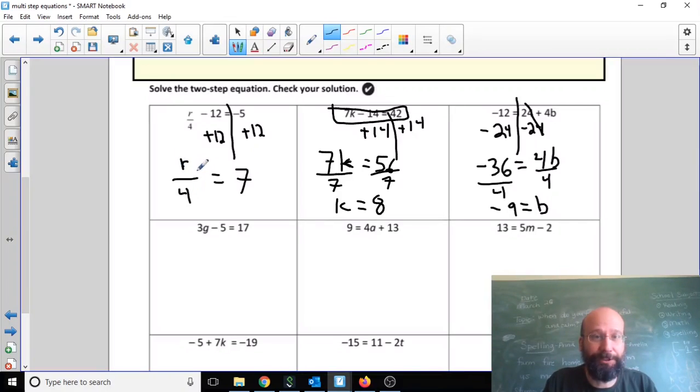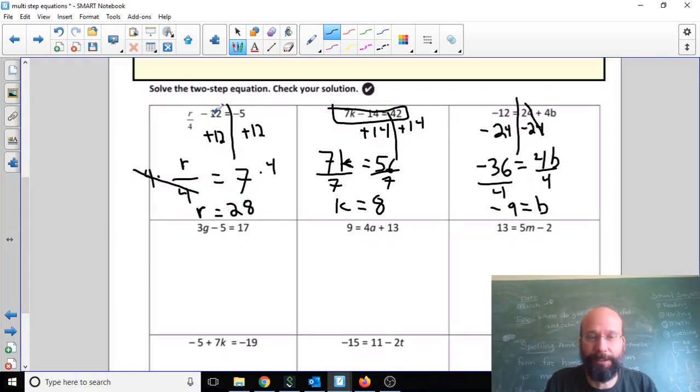So now we have a division left over, r divided by 4. To move the bottom number of a fraction to the other side, it's multiplication. The opposite of division is multiplication. So this becomes 1, and we just have r equals 28.